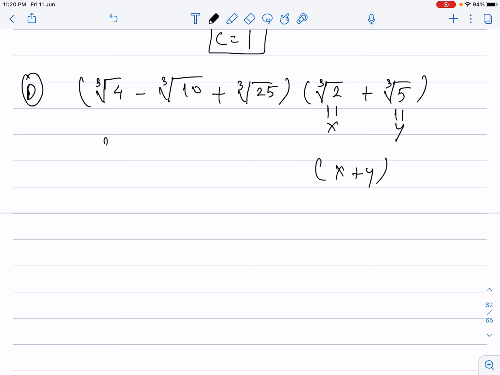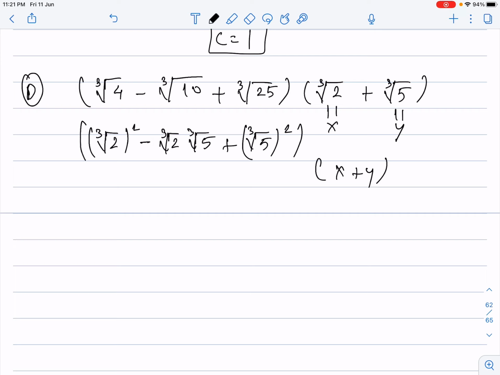And can I write it as 2 to the power 2 and cube root of that thing? That means cube root of 2 the whole square, minus cube root of 2 multiplied by cube root of 5, plus cube root of 5 the whole square. So if that was x, x square is written, minus xy is written, plus y square is written. So you might remember x plus y multiplied by x square minus xy plus y square will be what? x cube plus y cube.